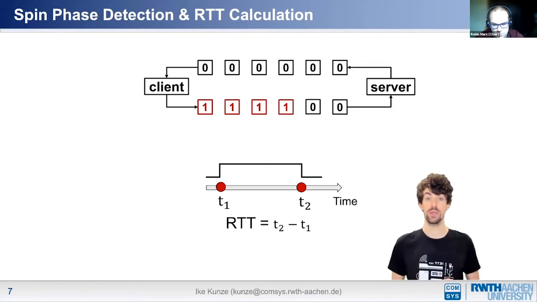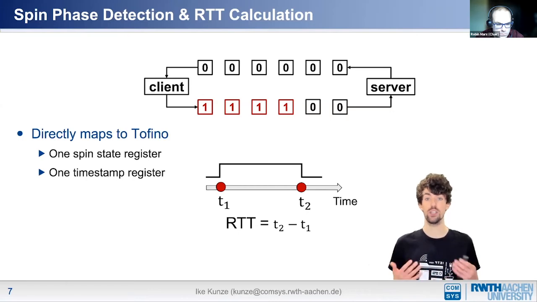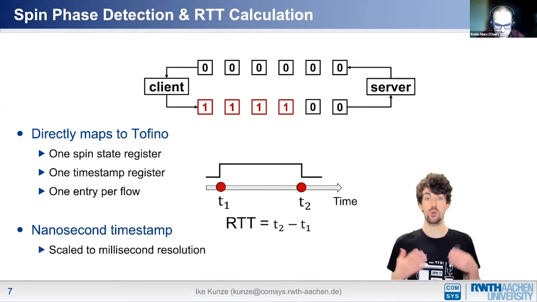This simplicity of the spin bit mechanism nicely maps to Tofino, and our implementation essentially only requires two registers, one tracking the spin bit state, the other tracking the last timestamps. Each of these registers holds one entry for each of the tracked flows, and we use the flow ID provided by our first component to access the registers. For timing information, we use a nanosecond resolution timestamp provided by Tofino, which we then scale down to about a millisecond resolution for memory efficiency.